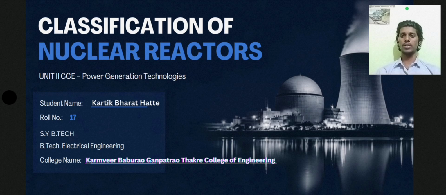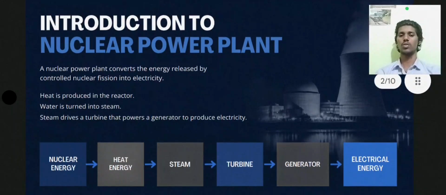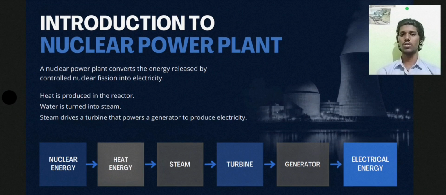Today I am going to present my topic, classification of nuclear reactors. Before that, we should know some basics of a nuclear power plant. Let's see some basics. What actually is nuclear power? A nuclear power plant is a power plant which converts nuclear energy into electrical energy.